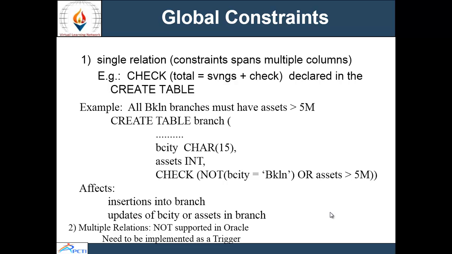Next is global constraints. You can apply constraints on multiple tables or multiple columns. Like a single relation, the constraint spans multiple columns. You can apply a check constraint here. And if you want to specify a check constraint for more than one field, then you can use the and, or, and not operators. For example, if you want to check that the B city should not be equal to BKLN or S should be greater than 5M, then you can use the or operator.